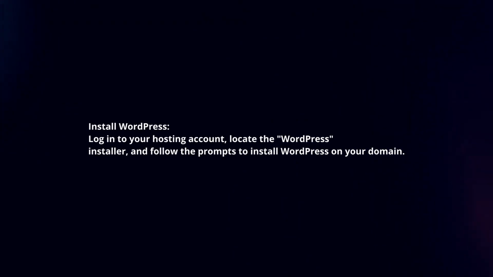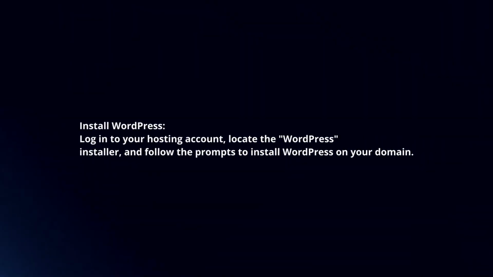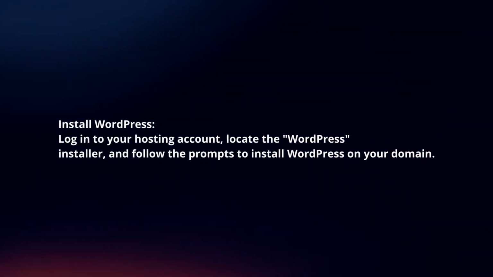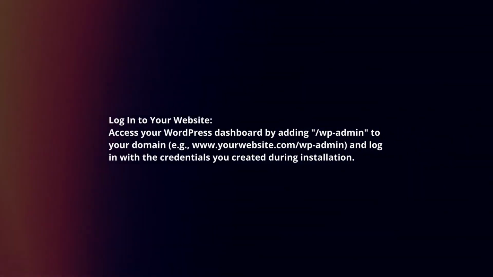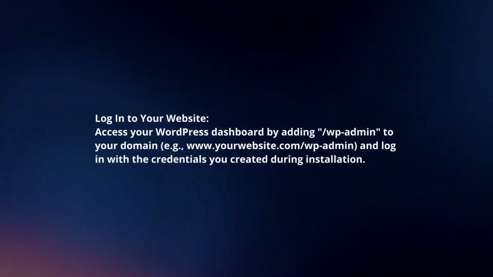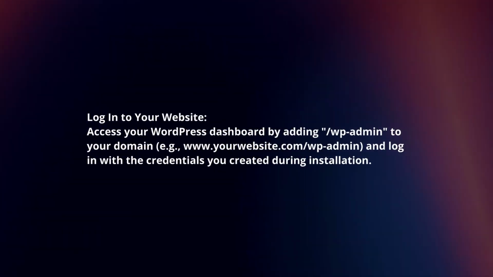Install WordPress. Log into your hosting account, locate the WordPress installer, and follow the prompts to install WordPress on your domain. Log into your website. Access your WordPress dashboard by adding /wp-admin to your domain and log in with the credentials you created during installation.